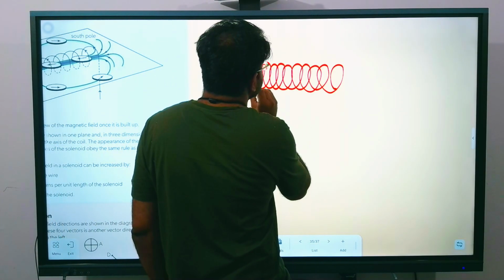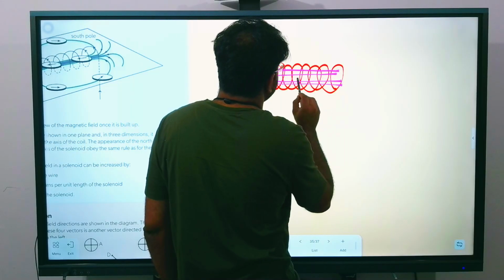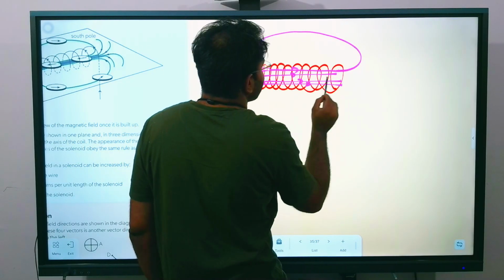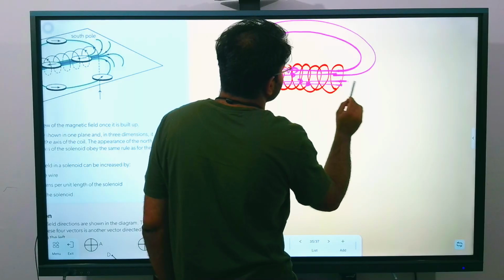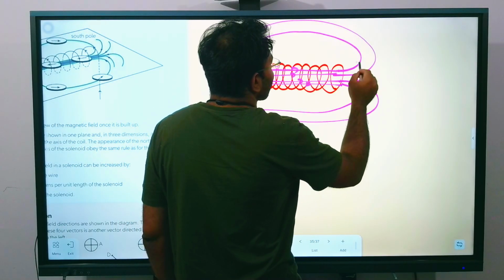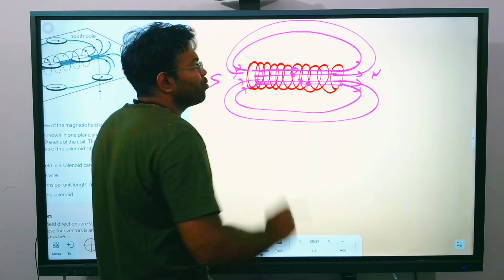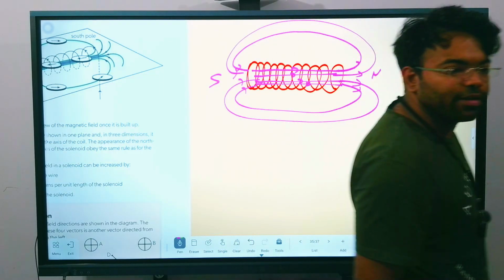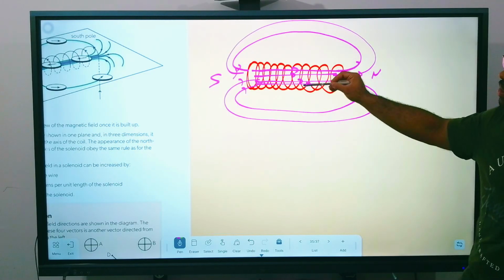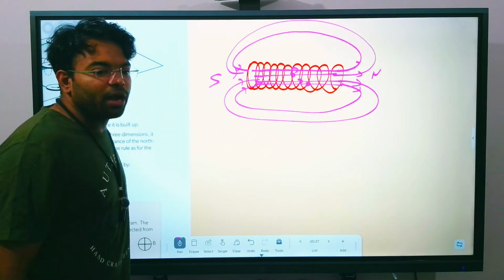Inside the solenoid, they are uniform, and as they go out, they curl like this. This is the north pole, and this is the south pole. This is how a solenoid would look. Understood? This is a spring. In the spring, the current is flowing and it is behaving as a bar magnet.